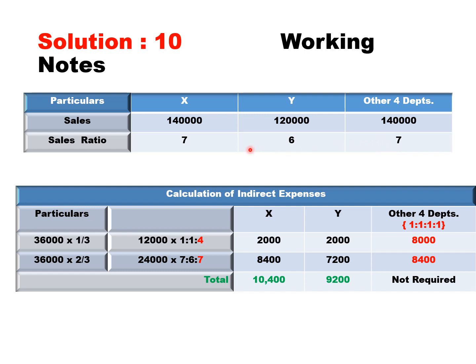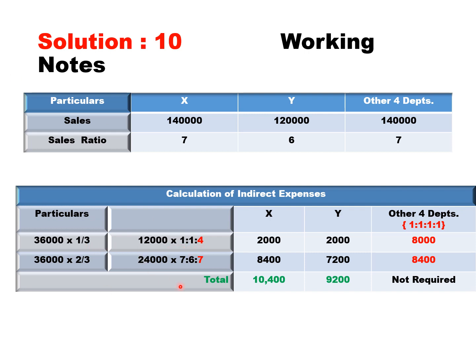Now students, why do we require the sales ratio? Remember, in the previous slide I told you, indirect expenses of all 6 departments is 36,000. So 36,000: 1/3 distribute equally, 2/3 distribute in sales ratio. So let us calculate the indirect expenses. Again I stress, students, 1/3 distribute equally.